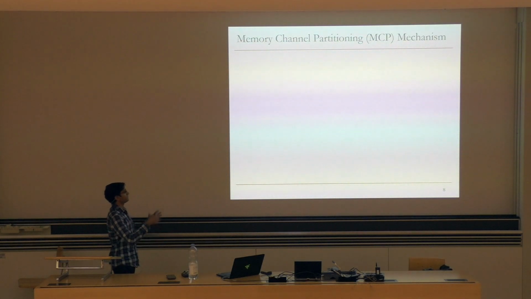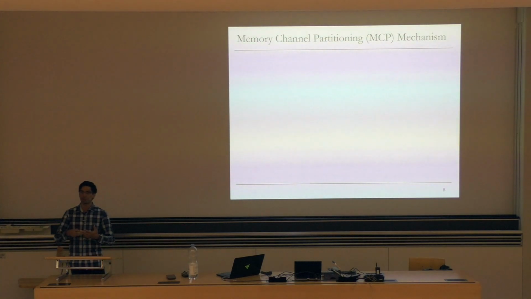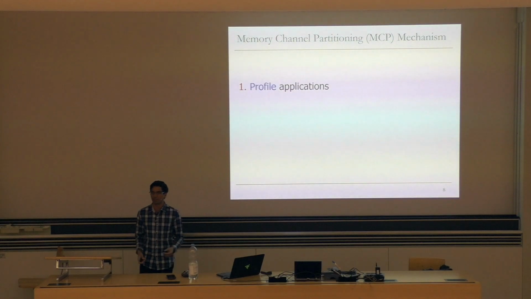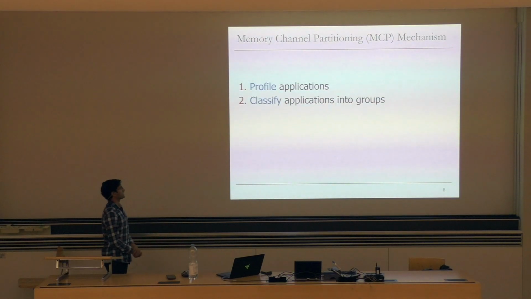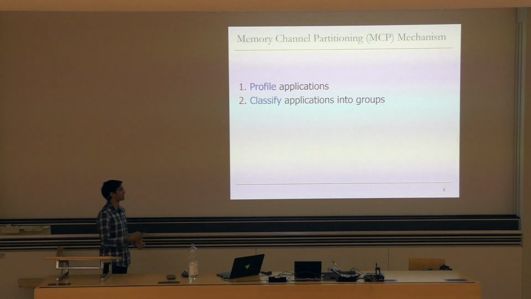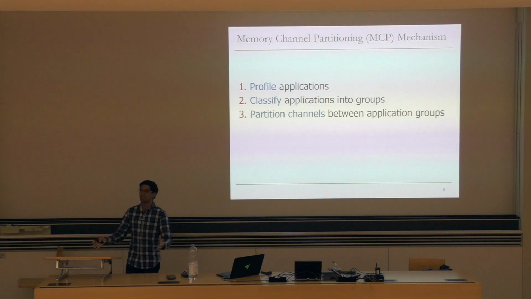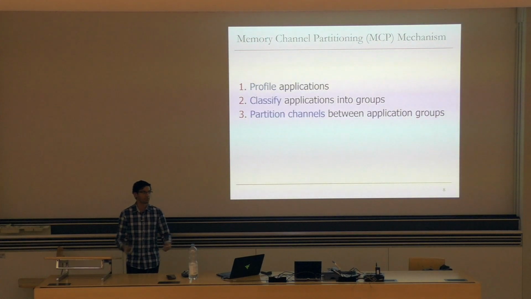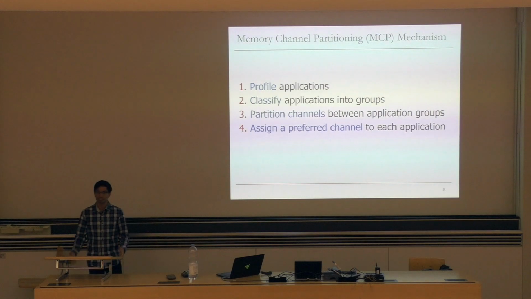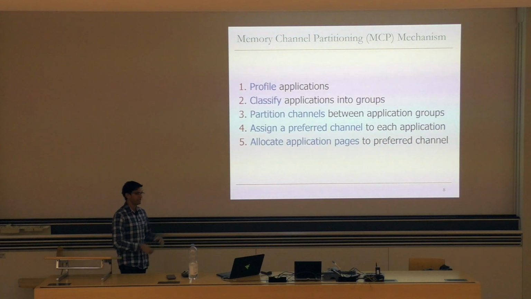So we can picture memory channel partitioning having five key phases. The first is a profiling phase in which we profile the applications that are running on the cores. Second, we use what we learned from the profiling phase to classify these applications into different groups. Then we partition the memory channels available in the system into these different application groups. Then we assign a preferred channel to each of the different applications in the system. And finally, we allocate application pages to the preferred channel.